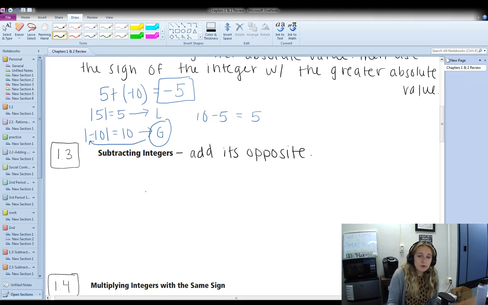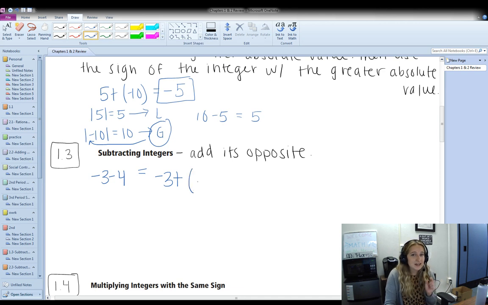Okay? And what that means, so if we have negative 3 minus 4, okay? You are going to set it up. You're going to keep the first number the same, so negative 3. You're going to change the subtraction sign to an addition sign. And then the opposite of a positive 4 is a negative 4. Okay, so essentially what this turns into is negative 3 plus negative 4, which is just a 1.2 problem, okay? That's just a 1.2 problem.